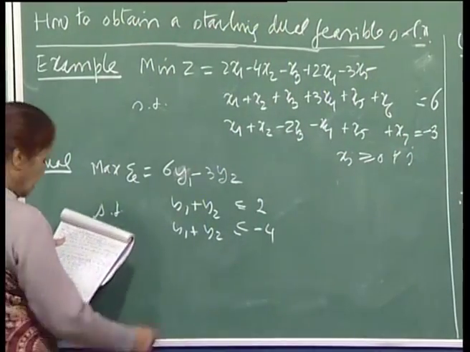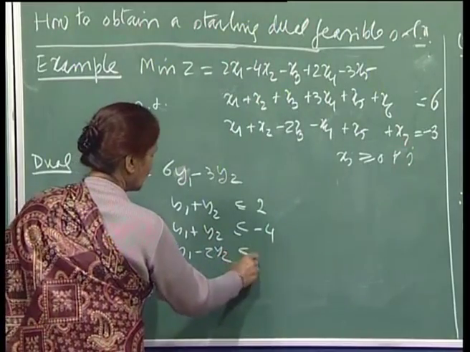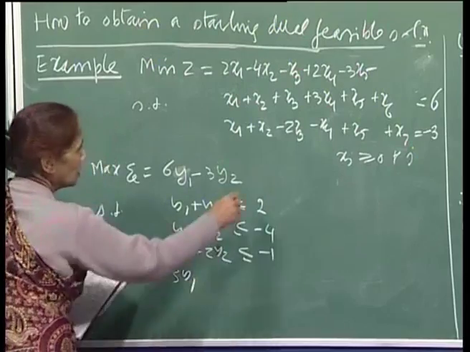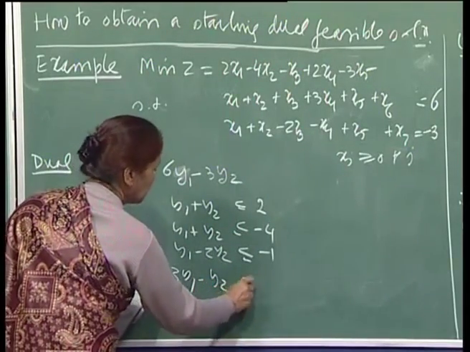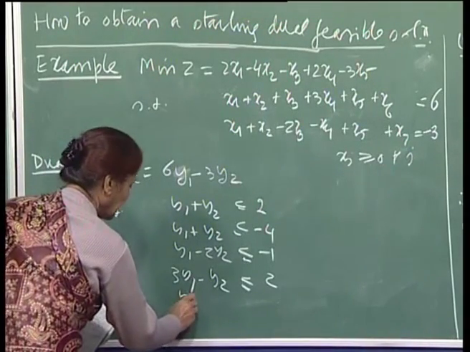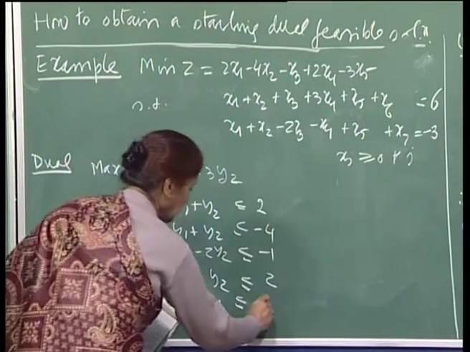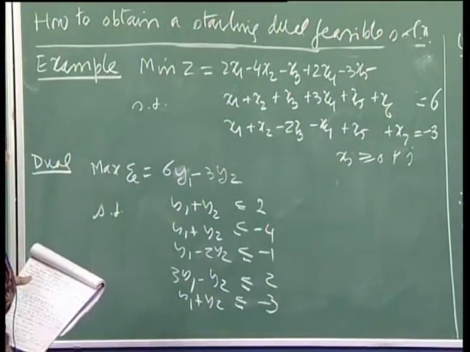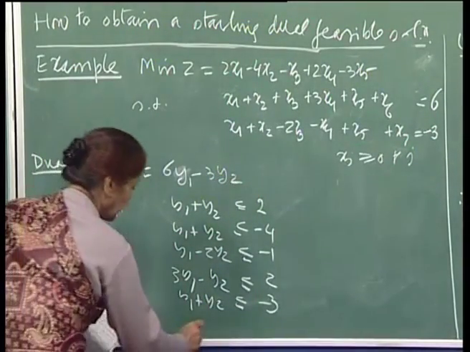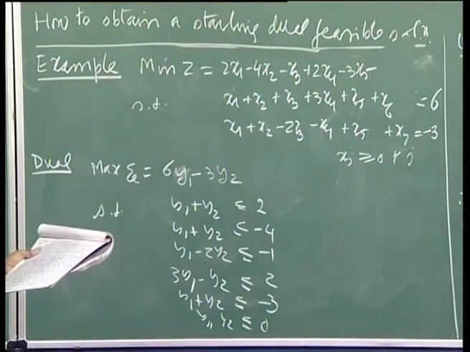Then y1 minus 2y2 less than or equal to minus 1, 3y1 minus y2 less than or equal to 2, and y1 plus y2 less than or equal to minus 3. And finally, y1, y2 less than or equal to 0.